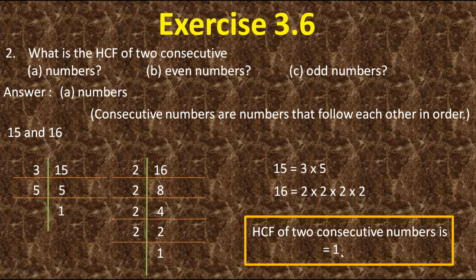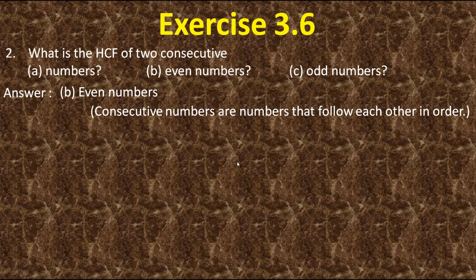Okay, so now we will find the HCF of two consecutive even numbers. Here I am taking 18 and 20. See here, the even number present next to 18 is 20 only, because in between 18 and 20 there is 19, which is an odd number. Therefore 18 and 20 are two consecutive even numbers. You can take any other two even numbers, but just remember that they should be consecutive.